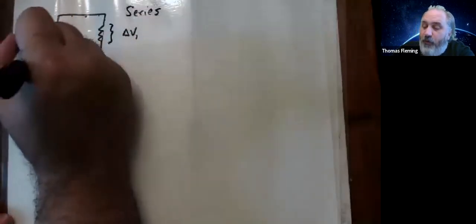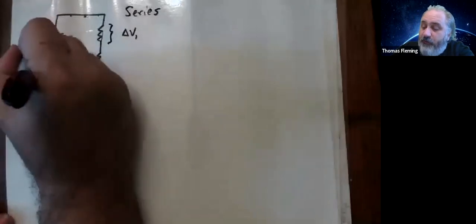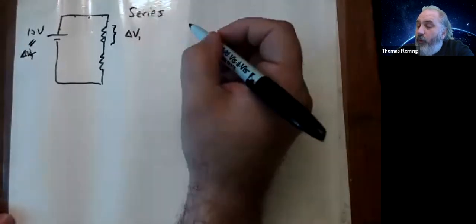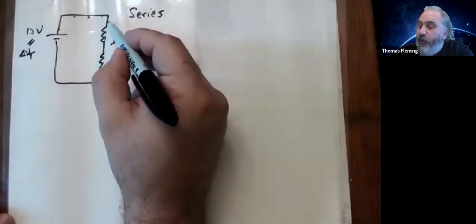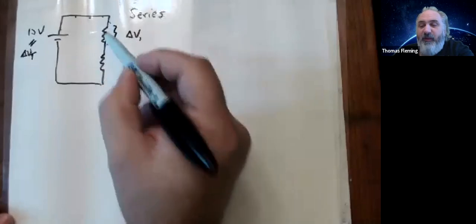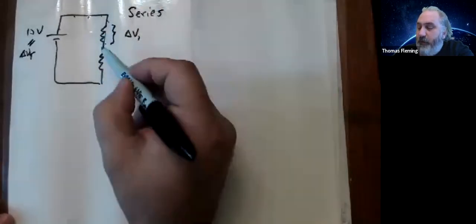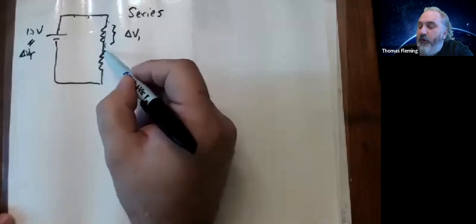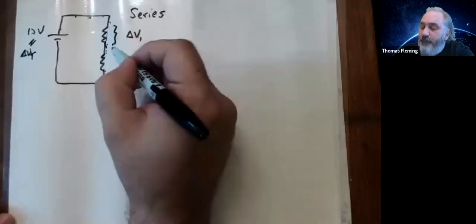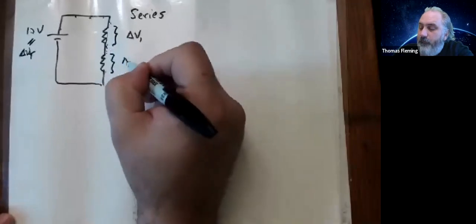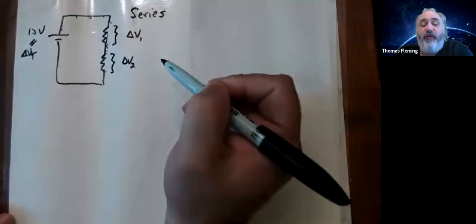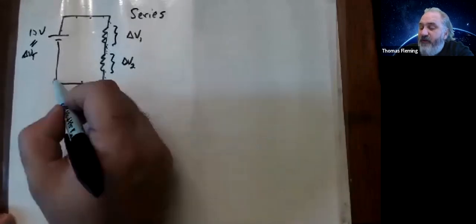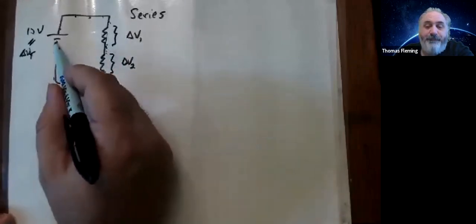So let's call this 12 volts delta V total. If this is 12 volts, when I get to here, it'll be a little bit less than 12 volts. But then it'll be the same all the way along. Then I'm going to go across this resistor here. There'll be another drop in potential, which I will call delta V2. Now, there can't be a change along the wire, and now I'm back to the battery.